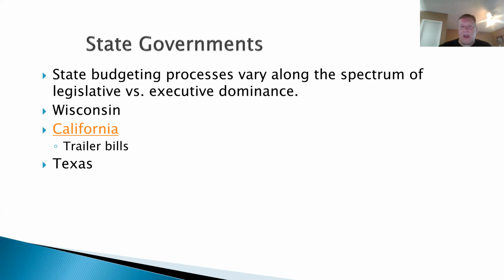Once that May revise comes out, then the state legislature can really get to work in earnest on passing the state budget. Because up until the May revise, nobody really knows what the final number will be in terms of the amount of revenue being generated. If you don't know the amount of revenue being generated, it's going to be very difficult for you to actually make appropriations. So once that May revise came out, the state legislature really got to work in earnest.